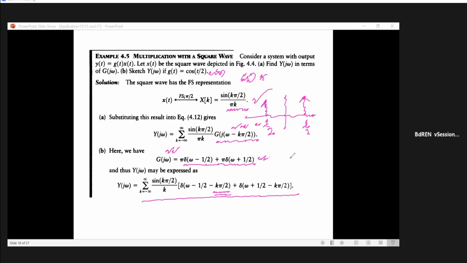Because in our case, omega 0, for your periodic signal given in 4.4a, omega 0 was equal to pi divided by 2.